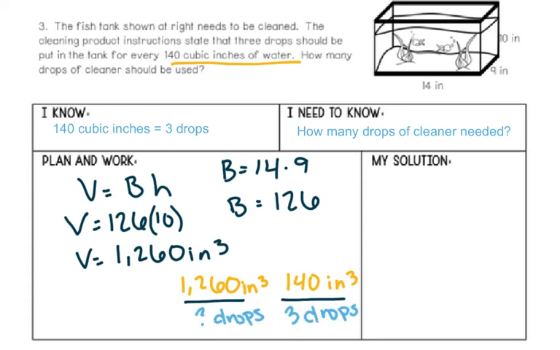Now we need to solve the proportion. As with every proportion, you want to cross multiply and then divide by the one that is not inside the circle. This is going to give me a total of 27 drops.